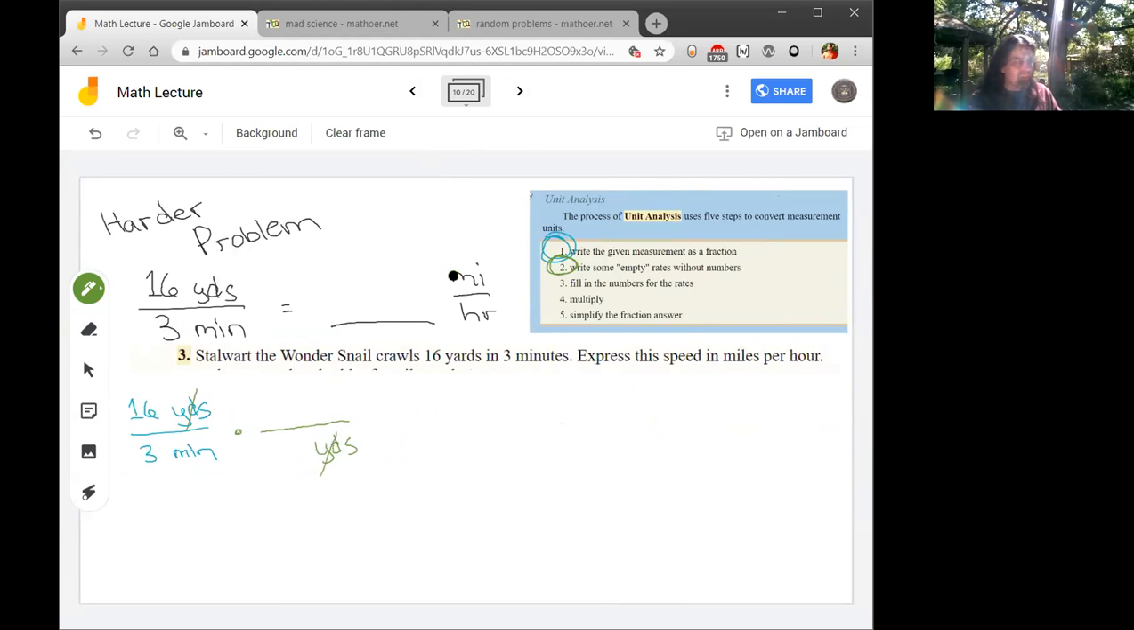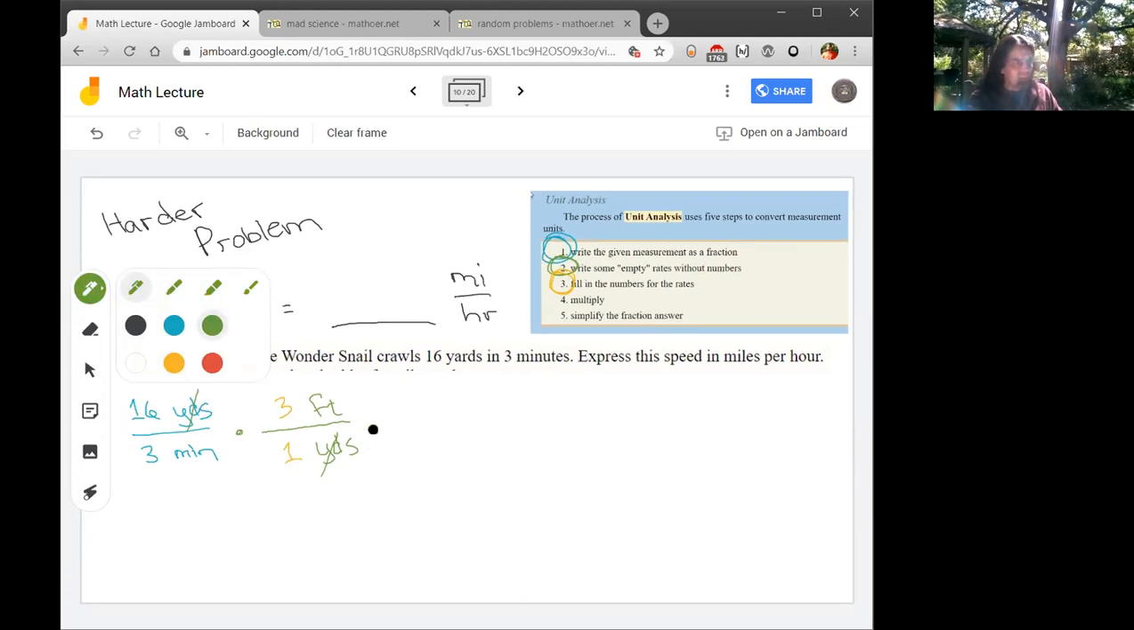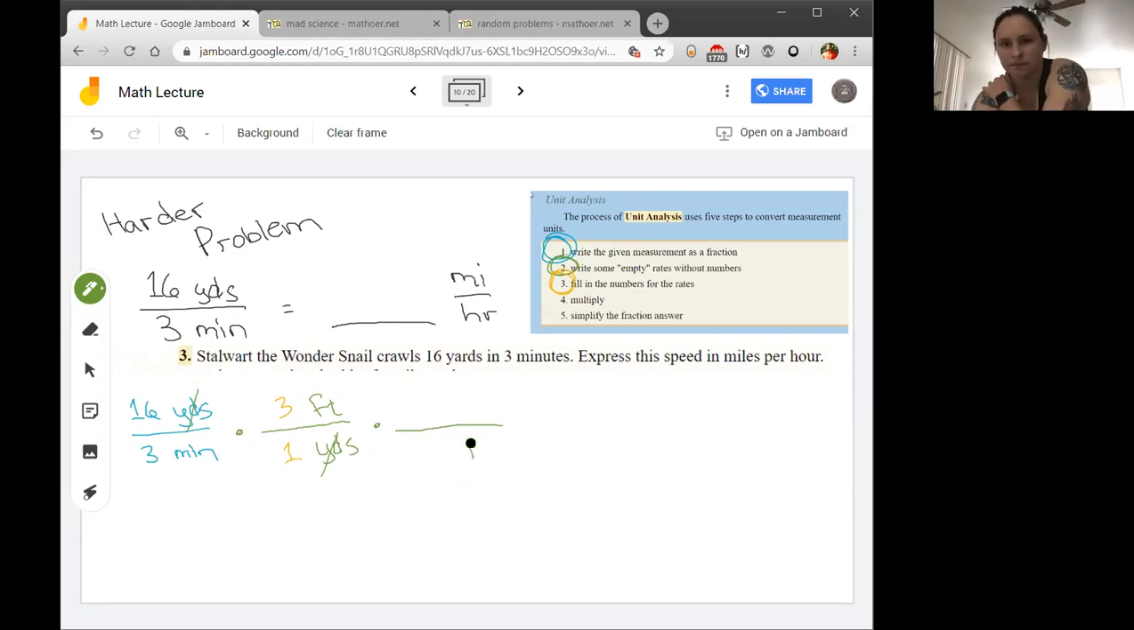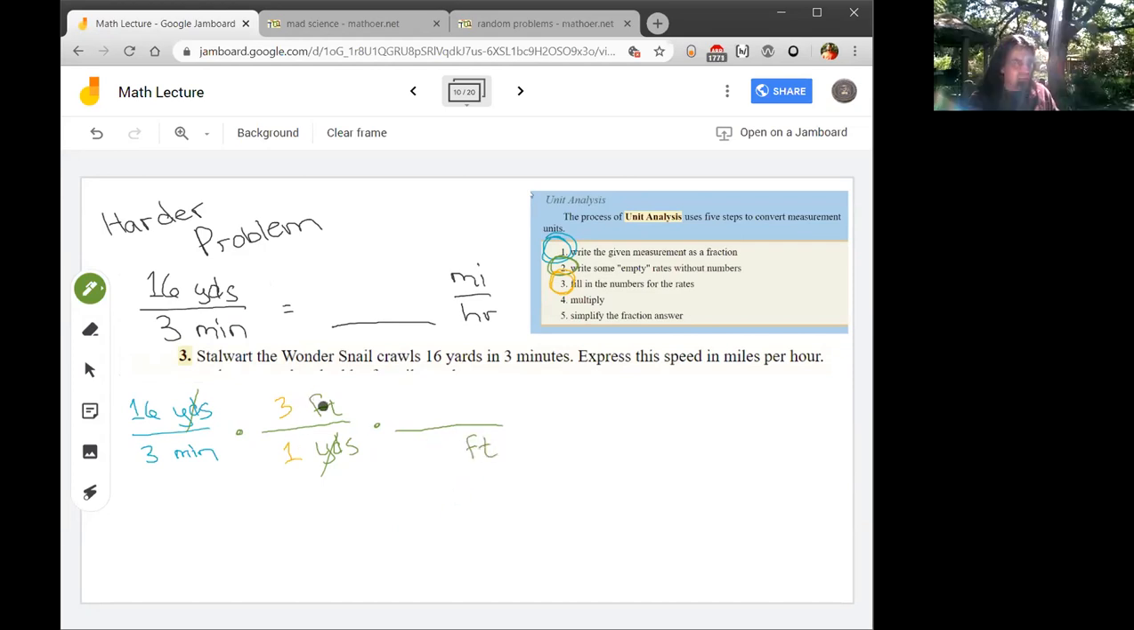Can I change yards into miles directly? Do I know that one? Maybe you do. I'm going to pretend I don't. I can change yards into feet. And I happen to know that 3 feet is a yard. Okay, I don't want feet, I want miles. So where do I write the word feet, top or bottom? Bottom, because I have one in the top. So now it's going to cancel. Can I go from feet to miles? Yes, I know that one. If you don't, then put it in your notes. 1 mile is 5,280 feet.